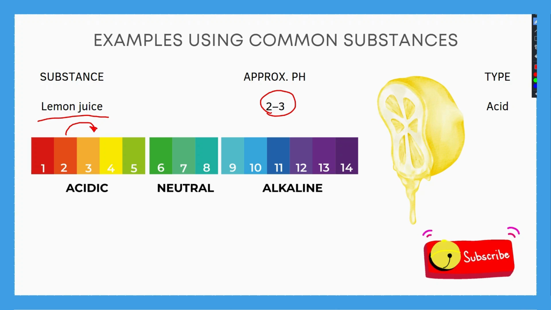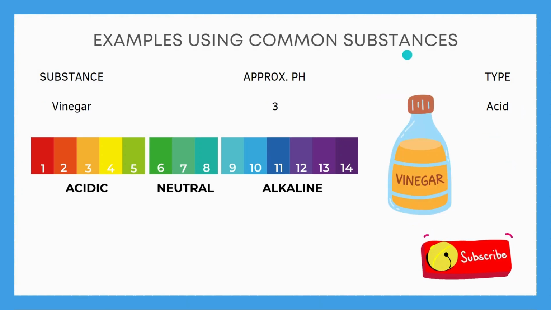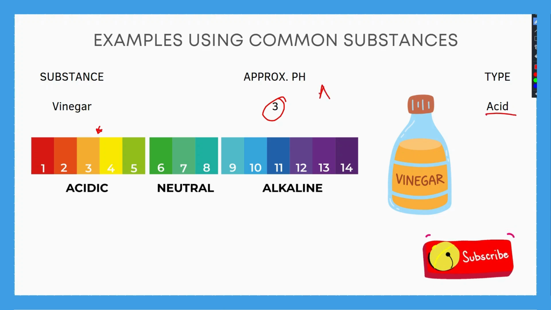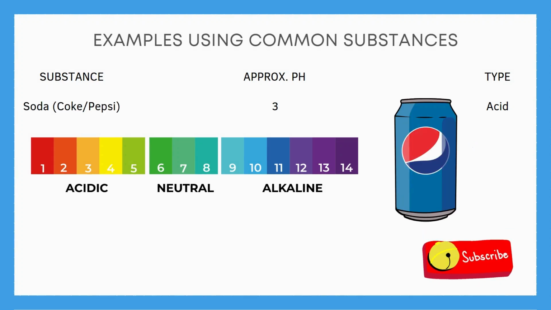And it is also an acid because you can see on the pH scale from 1 all the way to 6, you have acidic as the category to which that substance belongs. So after lemon juice, we have vinegar. Now, vinegar has the approximate pH value of number 3, and number 3 is somewhere around here, and it is also an acid, or it is acidic in nature. I hope you're following, and I hope you're understanding every bit of what is being talked about in this video.